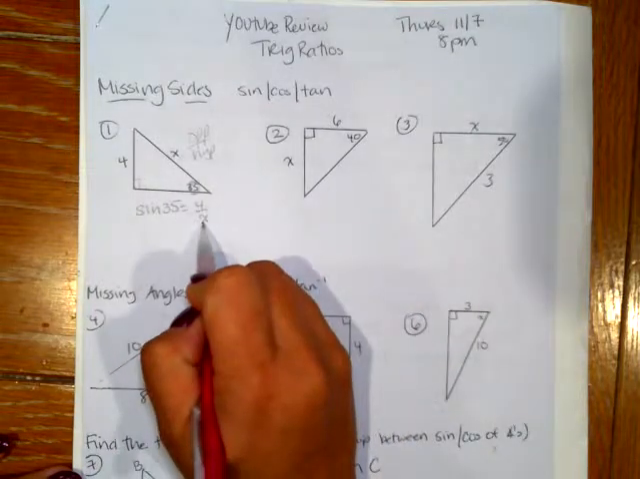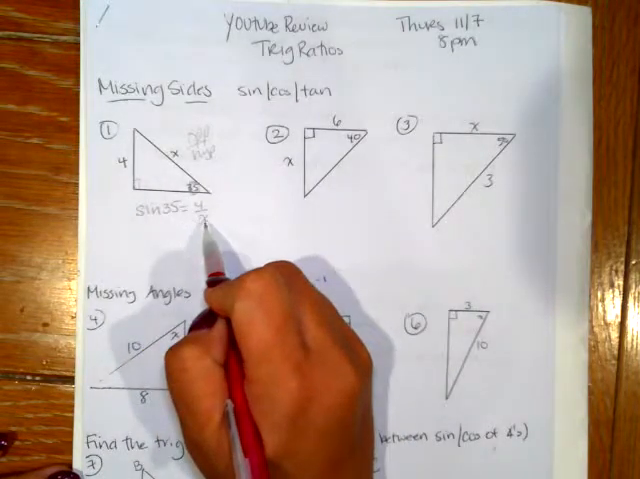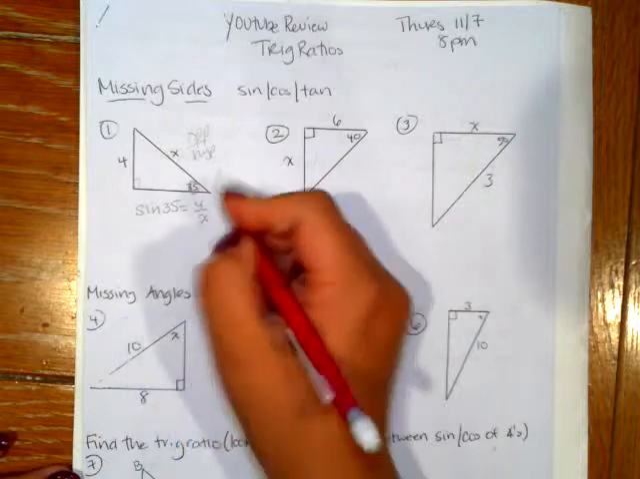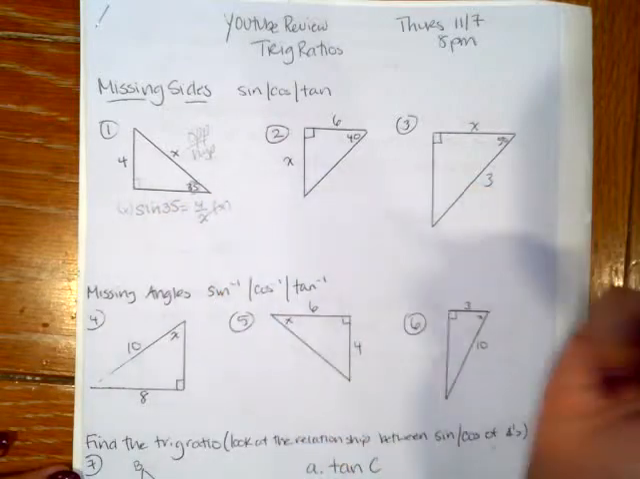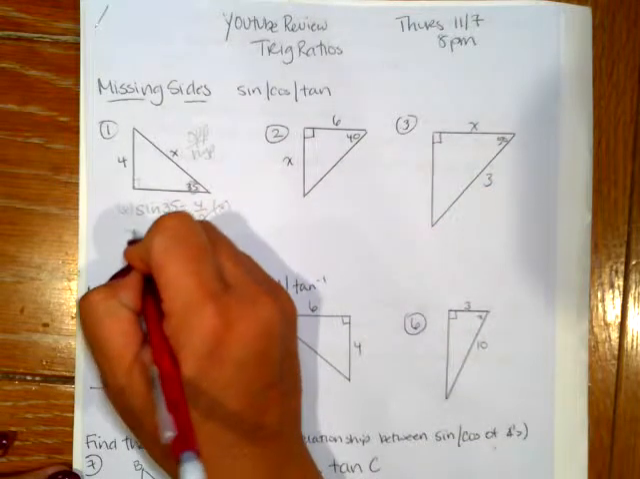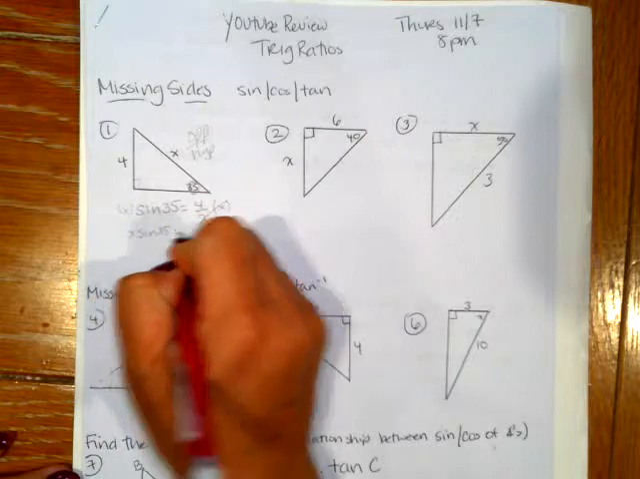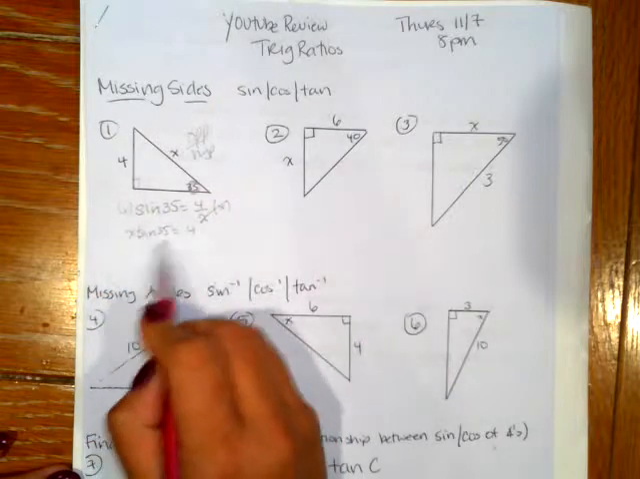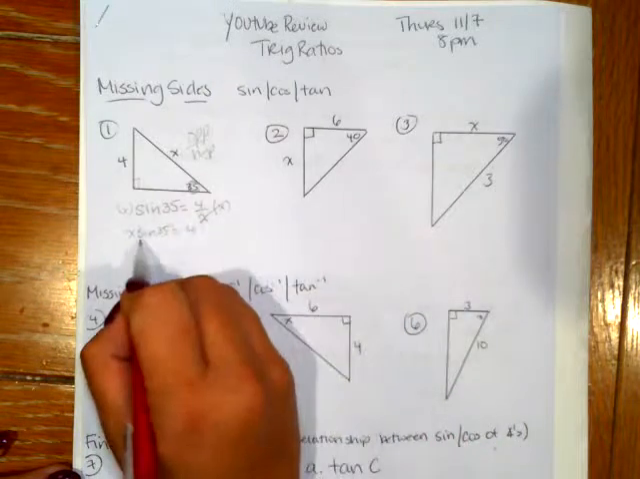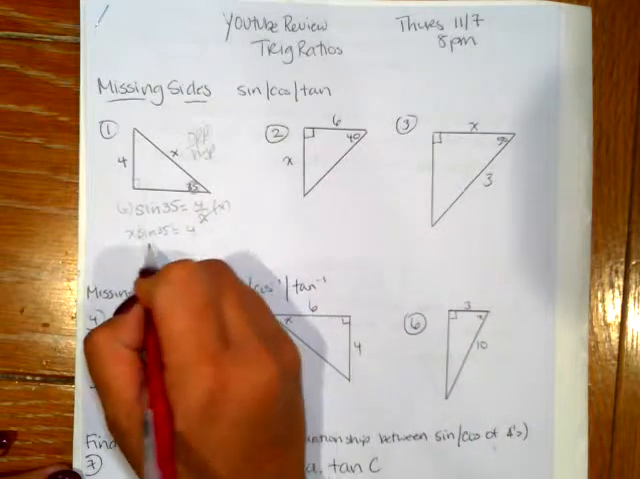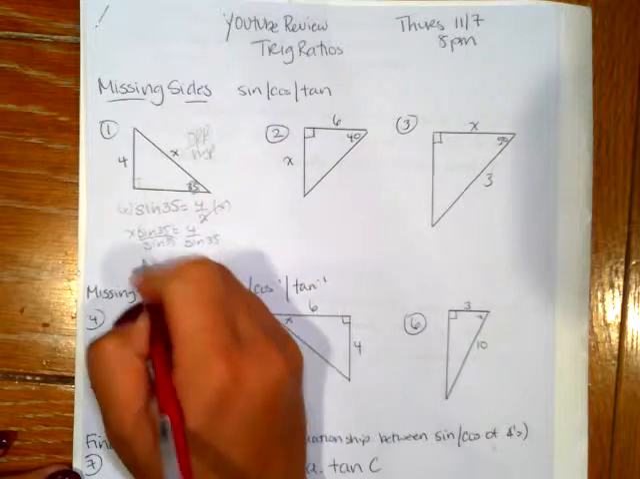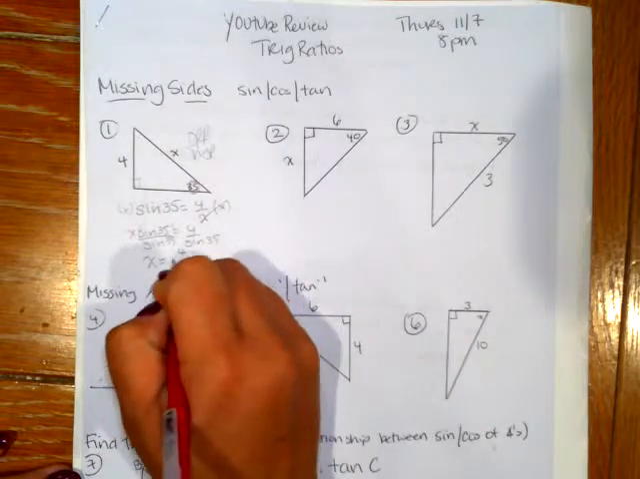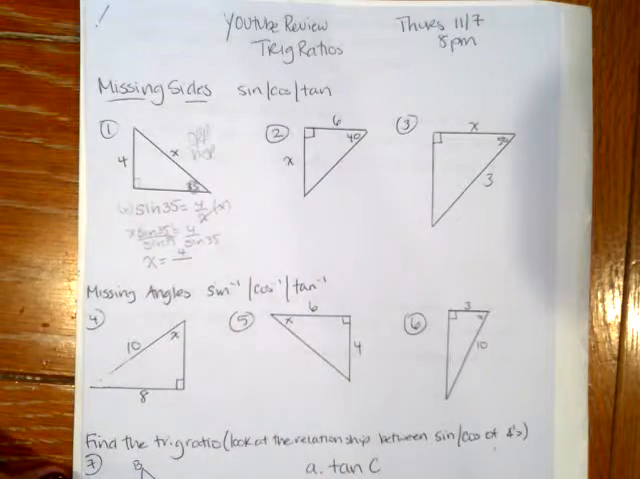I need to get x by itself. When your x is in the denominator, it's an extra step. So I'm going to multiply both sides by x. That's going to get rid of this side, and I'm going to get x sine 35 equals 4. Sine 35 is just a number. I need to get x by itself, so I'm going to divide both sides by sine of 35. So x is equal to 4 divided by sine 35.